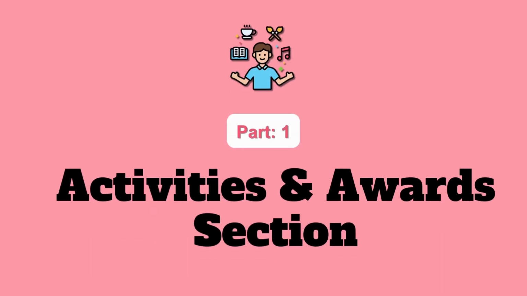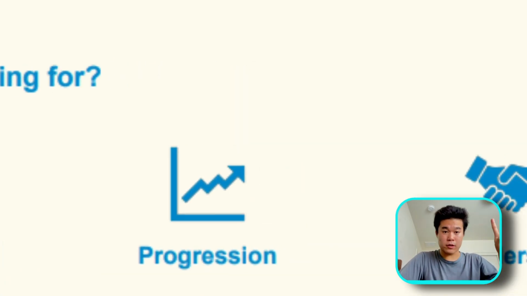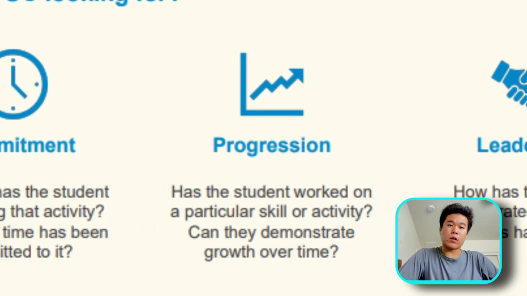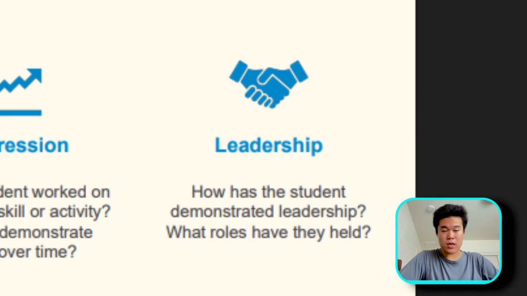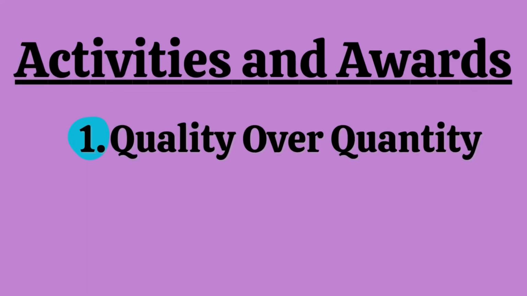So I want to begin with the activities and awards section. Here, what the UCs want to see is commitment, progression, and leadership. Commitment is how long you spend on it, how much you care about it. Progression is how you grew over time, what skills you developed over time, and leadership is what roles you had in each activity. So in terms of the logistics, there are 3 parts for me here, and the first part is quality over quantity.